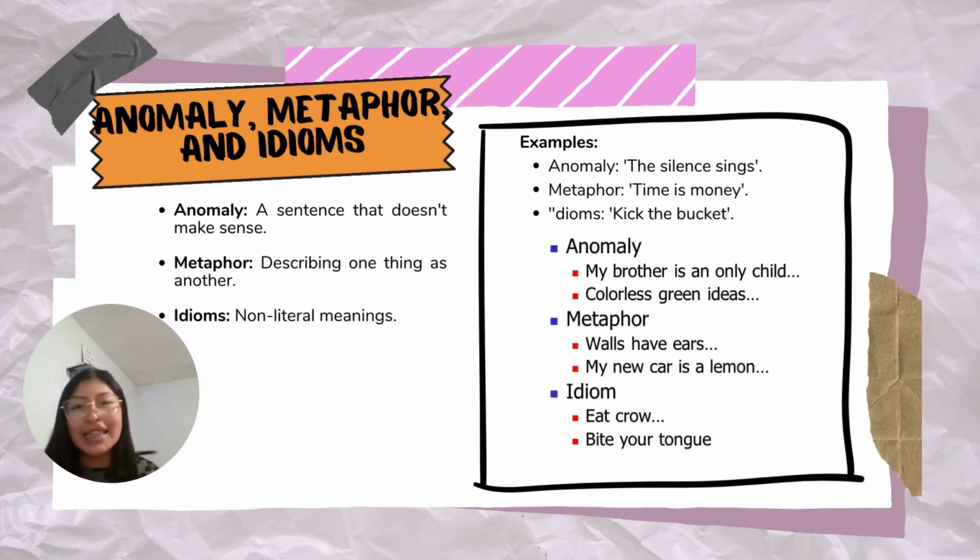In language, an anomaly is a sentence that doesn't make sense, such as "the silent sings." And a metaphor describes something in terms of another thing, like "time is money." And idiomatic expressions have non-literal meanings. For example, "kick the bucket."